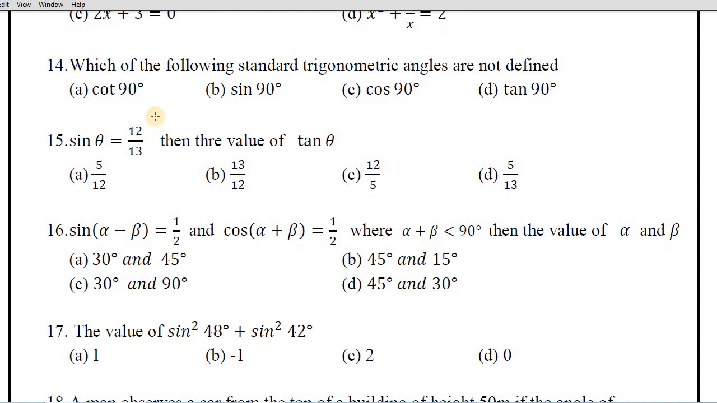Question number 14. Which of the following standard trigonometric angles is not defined? If you know the specific angle table, you can easily answer this. Cot 90 degree we have an answer, sin 90 degree we have, cos 90 degree also we have, but tan 90 degree we don't have. For tan 90 degree it's not defined. Therefore for this question the right answer is D, tan 90 degree.